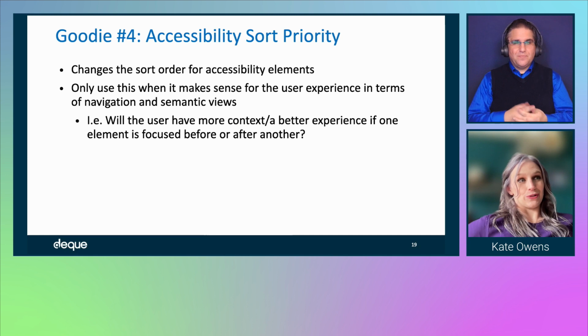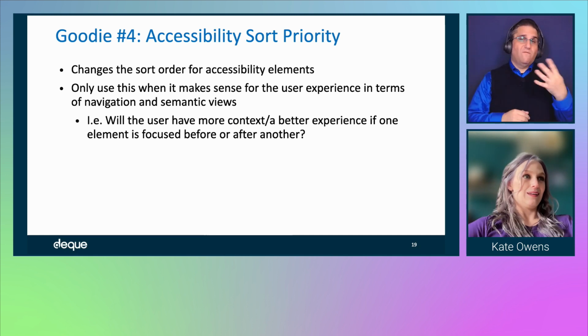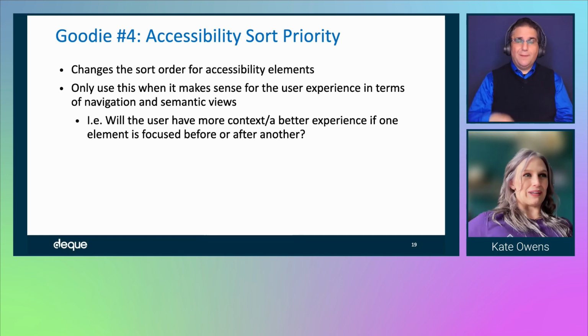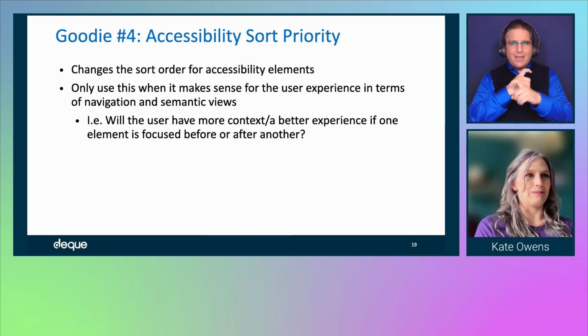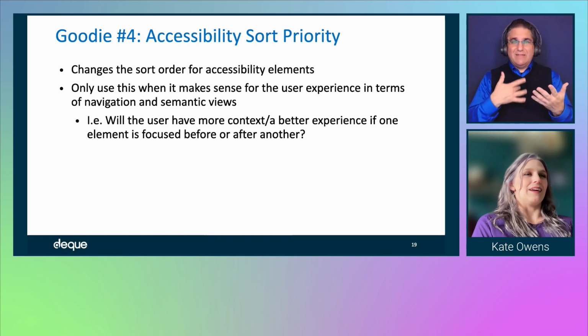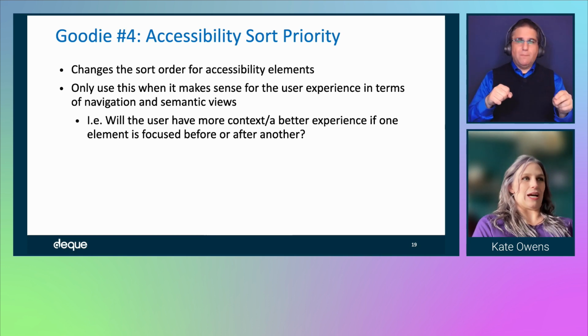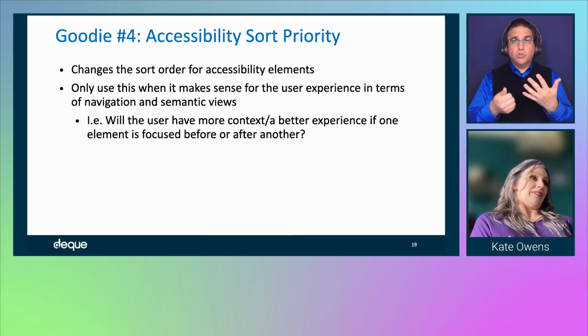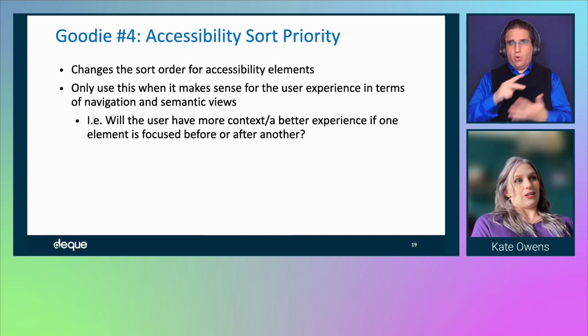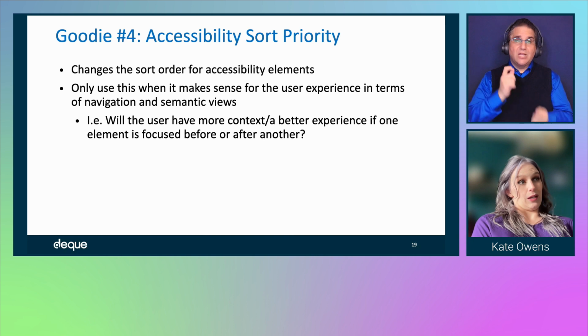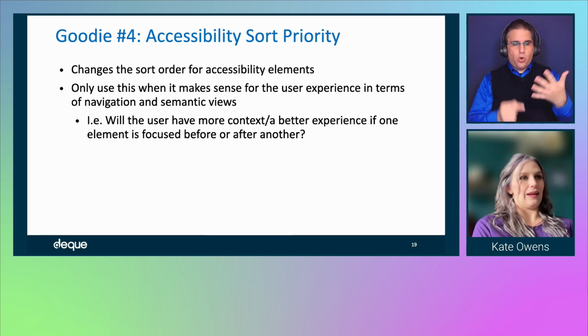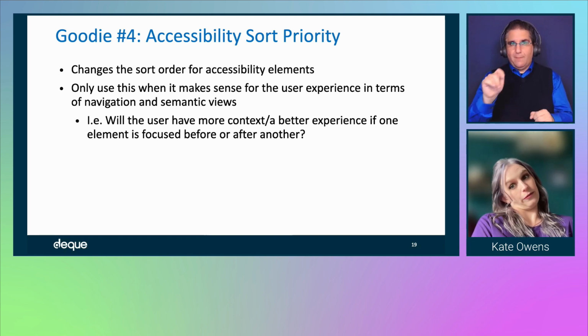Okay, so on to our fourth goodie. This one is kind of complicated. I've got mixed feelings about it. It is the accessibility sort priority API. What this does is it will change the sort order for accessibility elements. So you can say, hey, focus this element before you focus this one.